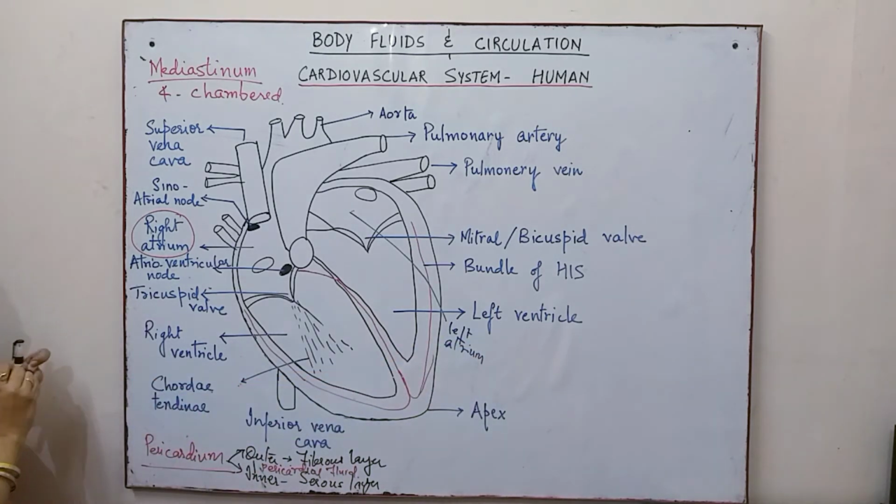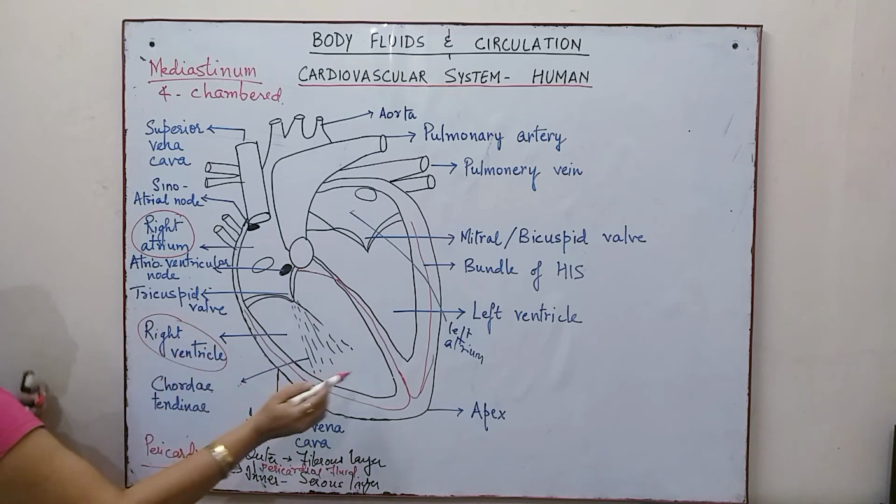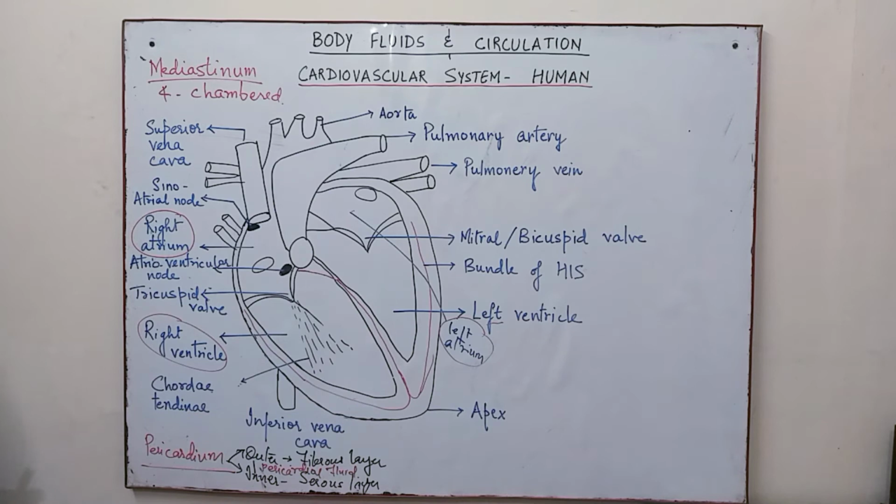This is the left atrium over here, and then we have the ventricles. So this is the right ventricle, the left atrium we have already marked, and this is the left ventricle. So we have right and left ventricle, right and left atrium or auricles. Now, the upper chambers are auricles or atrium, and the lower ones are known as the ventricles.